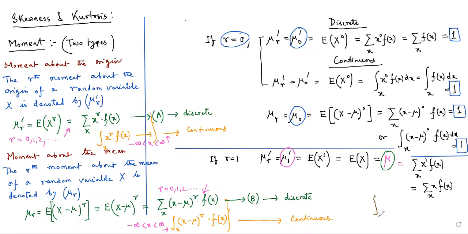So similarly, we can think about the continuous case, which will be x fx dx, and which is definitely the formula for the expectation of the random variable. So the first moment about the origin is actually the expectation or mean of the distribution, which happens for r equal to 1. Now I'm going to the next page.